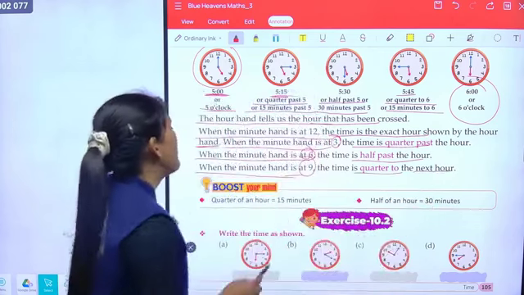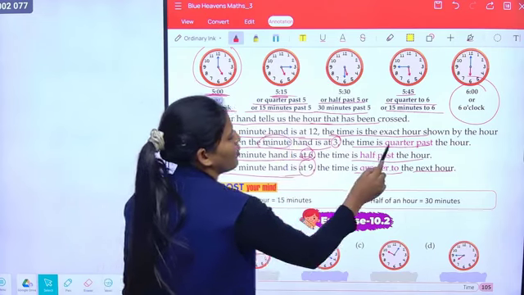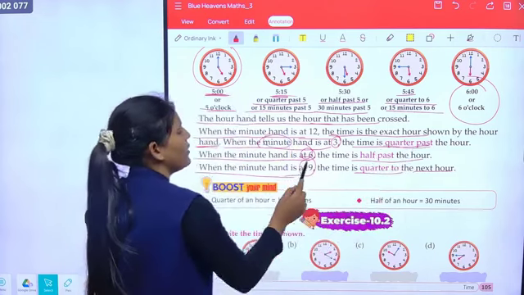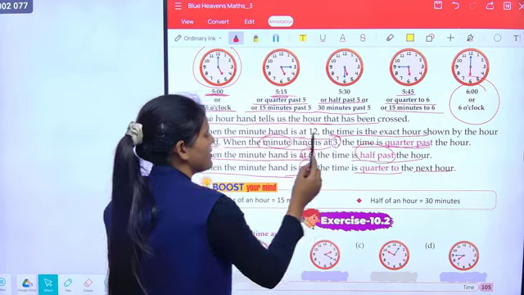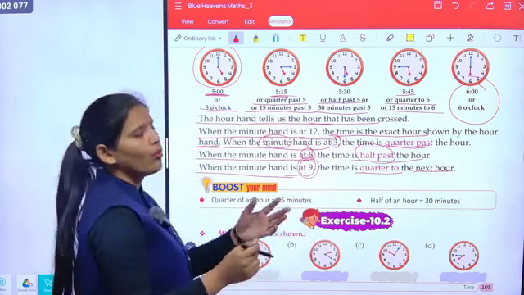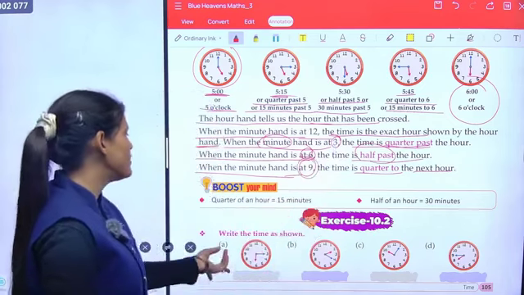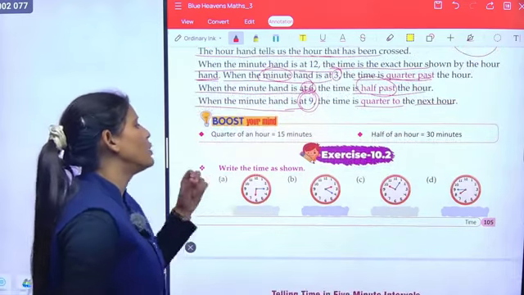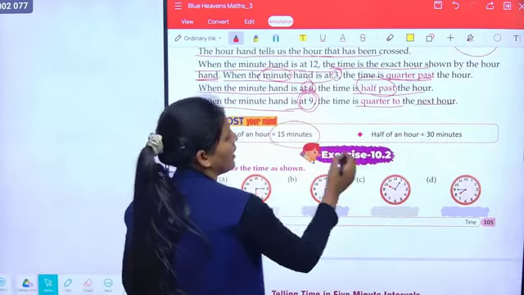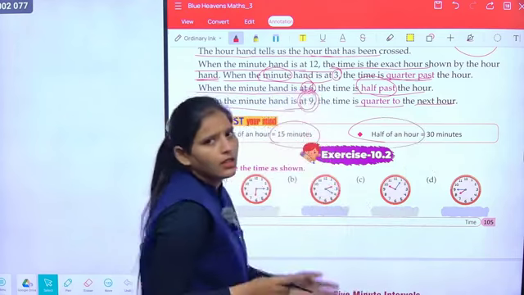Okay. जब हमारी मिनट हैंड होगी 3 पे तो क्वार्टर पास्ट, और जब मिनट हैंड होगी 6 पे तो हाफ पास्ट, एंड जब 9 पे होगी तो क्वार्टर टू. Understood? Quarter of an hour is equal to 15 minutes. Half of an hour is equal to 30 minutes.